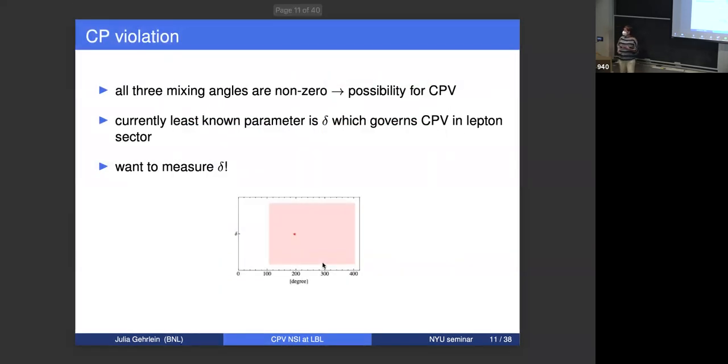So coming back now to the mixing angles, since all three of them are non-zero, the possibility for CP violation arises in the leptonic mixing matrix. This parameter which governs the CP violation is the phase delta, which is currently the least known parameter of the leptonic mixing matrix. And of course, we want to measure this parameter.